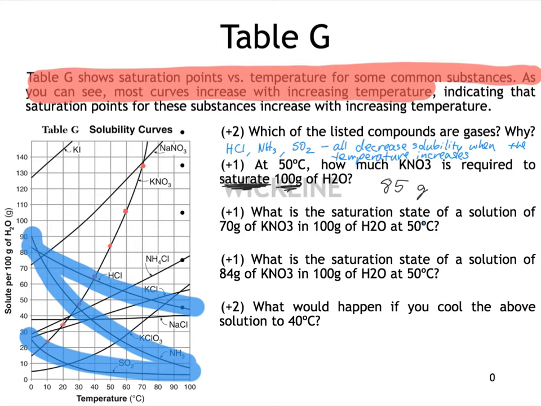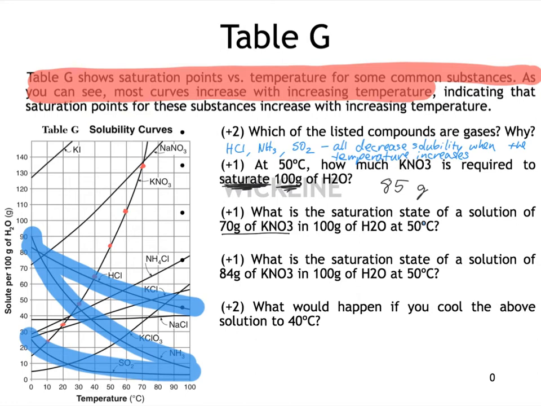Because this is a fine-tuned question, but the chart itself doesn't have a lot of fine-tuned demarcations, you may find that you're off by 1 or 2 grams for any of these answers. The Regents will understand that, and they'll give the graders some leeway with a few points of mass on either side. So in any case, what's the saturation state of a solution of 70 grams of potassium nitrate in 100 grams of water at 50 Celsius?